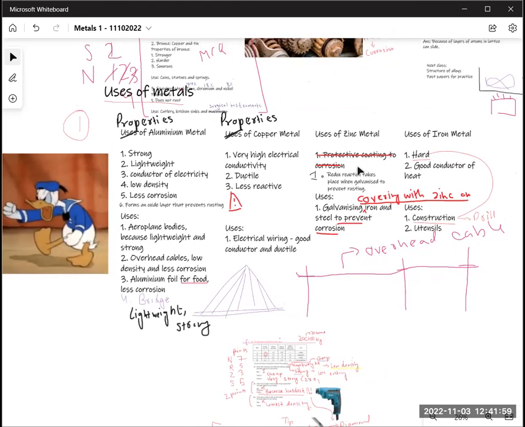Now, your job is to finish writing the whole thing in your notebook. Uses of metals, properties of aluminium metal, properties of copper metal, and then there will be uses. Now, Ritika, when you're done writing, tell me. Yes, sir.